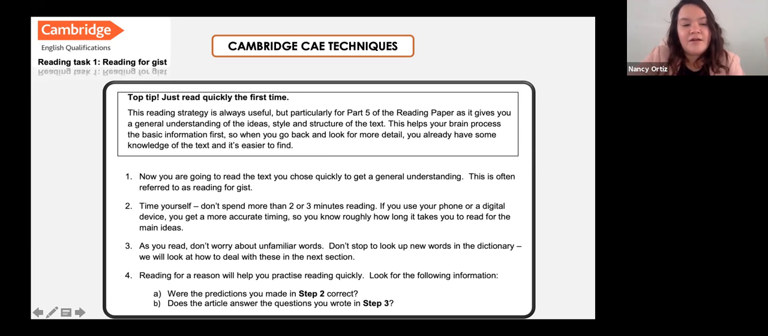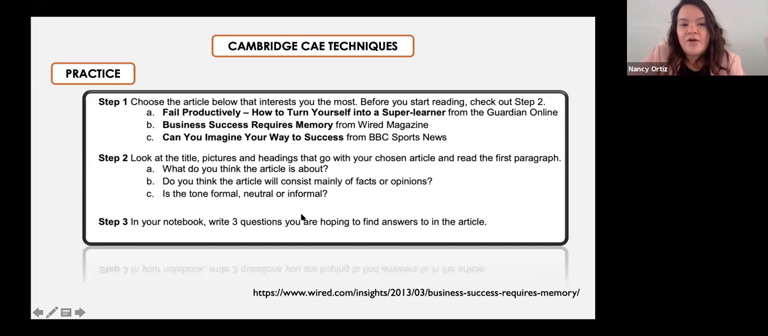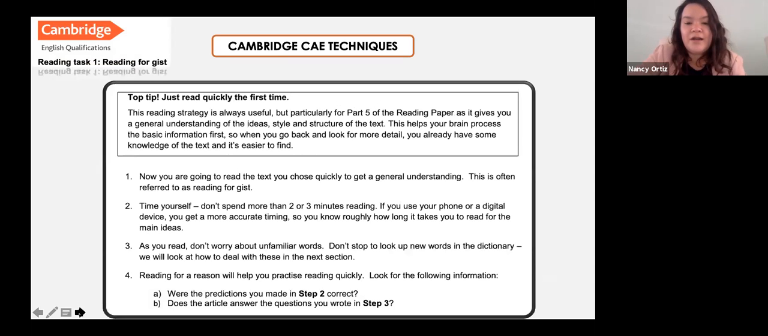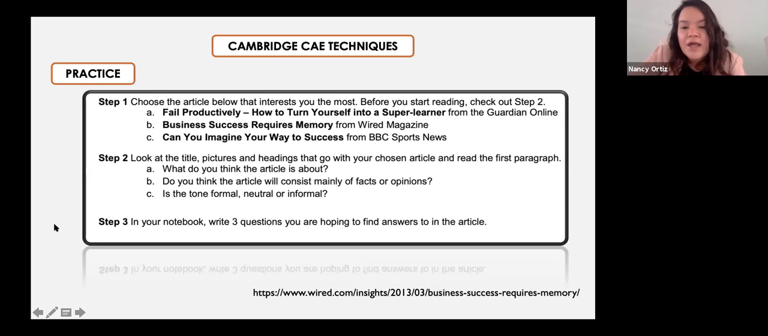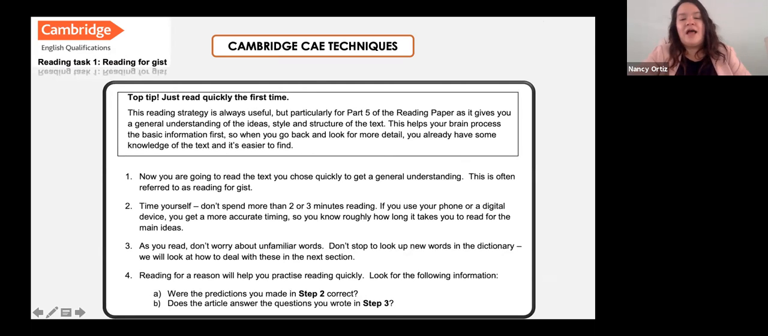And does the article answer the questions? So here, you made your predictions and you wrote them. What do you think the article is about? Do you think the article will consist of many facts or opinions? Is the tone formal, neutral, or informal? Were these predictions correct or not? And does the article answer the questions you wrote? Remember, you wrote 3 questions, believing the article will respond to those. Does the article answer the questions you wrote on step 3?